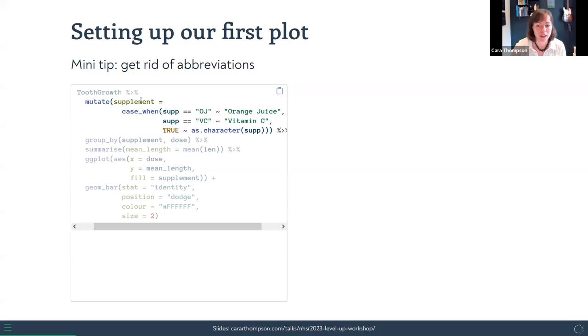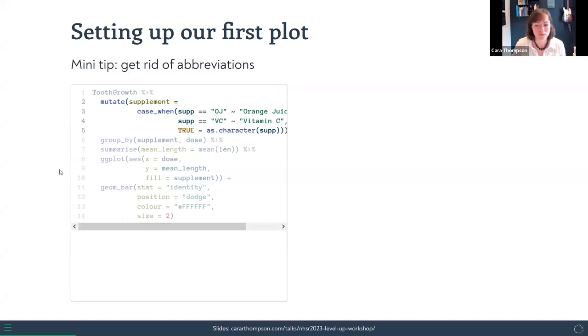So that's all we're doing here. We're using mutate to create an extra column in the data. And where it says orange juice, OJ, we're saying orange juice. Where it says VC, we're saying vitamin C. And then TRUE is just the catch-all for anything that didn't meet the conditions above. So hopefully there shouldn't be anything that fits in that. But just in case, we're just going to reuse whatever it was that was in SUP, to be on the safe side, so you don't end up translating stuff that you shouldn't.